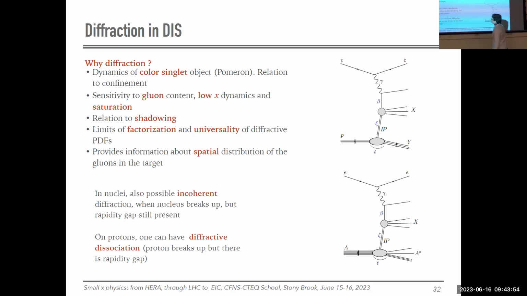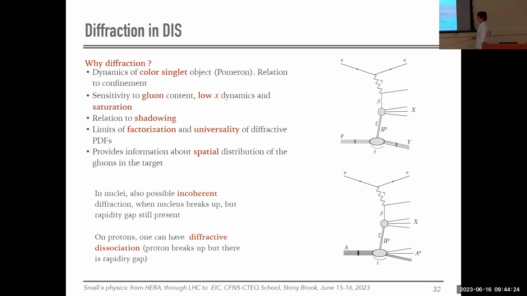And you can also test the limits of factorization and universality of diffractive PDFs. For some processes, you can learn about the spatial distribution of the gluons in the target if you have the information about this momentum transfer dependence. Now, in nuclei, what is also possible is incoherent diffraction.